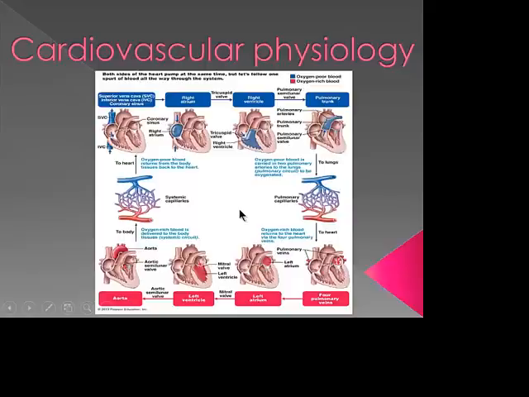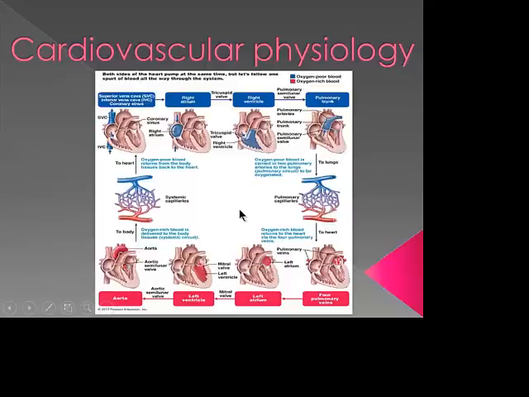So you can see superior vena cava, inferior vena cava, coronary sinus, bringing blood into the right atrium. From the right atrium, through the tricuspid valve, to the right ventricle, through the pulmonary valve to the pulmonary trunk, to the lungs where it gets oxygenated, all shown in blue. Then through the pulmonary veins, it goes to the left atrium. From the left atrium, through the mitral valve, to the left ventricle. From the left ventricle, to the aortic semilunar valve.